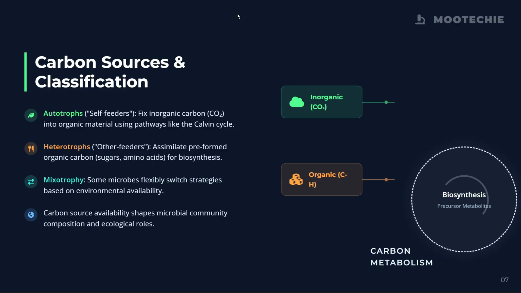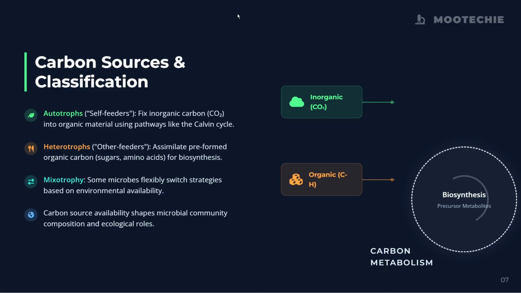Instead, they must assimilate preformed organic carbon that already exists, like sugars, amino acids, or lipids, to use for their own biosynthesis. Some microbes are flexible and practice mixotrophy, switching between these strategies based on what's available in their environment. The availability of different carbon sources is a major factor that shapes which microbes thrive in a community and what ecological roles they play.